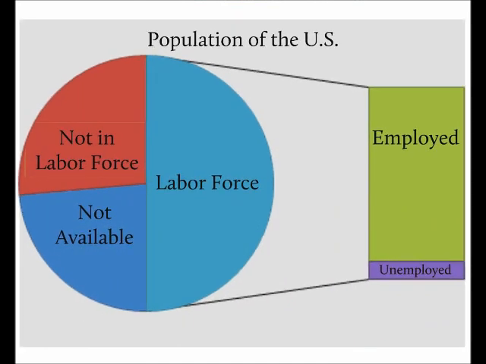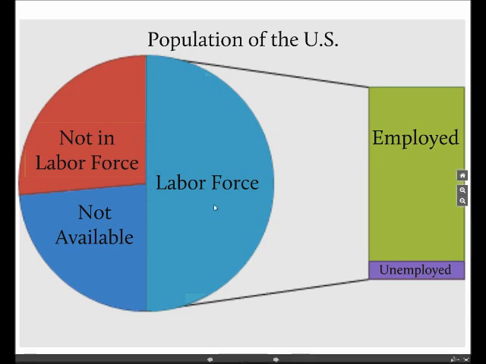Here's another graphical representation of how the population in the United States breaks down. So again, we have our total population represented by the circle, and as you can see, roughly half of them are in the labor force, and roughly half are not in the labor force. Some because they're not available for work, and some because they're not willing to work. Of this half of the population that is in the labor force, however, the overwhelming majority are employed, and a few are unemployed. A brief note on this too, before we conclude this portion of the lesson.